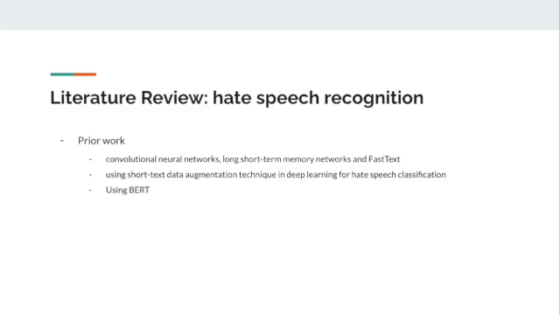Hate speech detection is of interest to academic researchers in a variety of domains, including computer science and sociology. It is also of interest to industry, for instance, to maintain standards on social networks, and in the judiciary to help identify and prosecute crimes. There has been a large amount of research focused on detecting hate speech. As part of this process, various hate speech datasets have been created and examined. As to the prior methodologies, some are listed here. First, using convolutional neural networks. Second, using short text data augmentation. And third, using BERT.